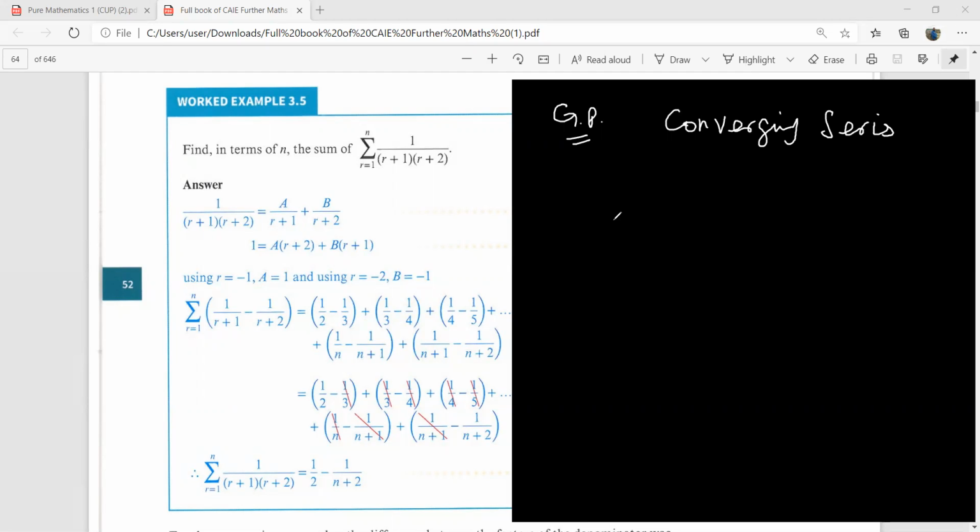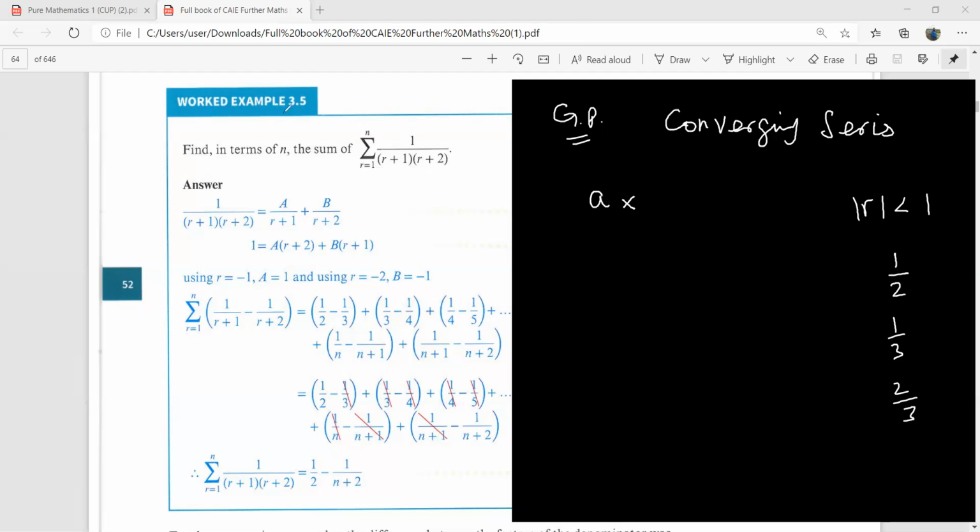So basically, if your first term is a and you multiply it with something whose magnitude is less than one, it has to be a fraction. It can be 1 over 2, 1 over 3, or maybe 2 over 3. Any proper fraction should always have a value which is less than 1. So that is what is going to happen in these.